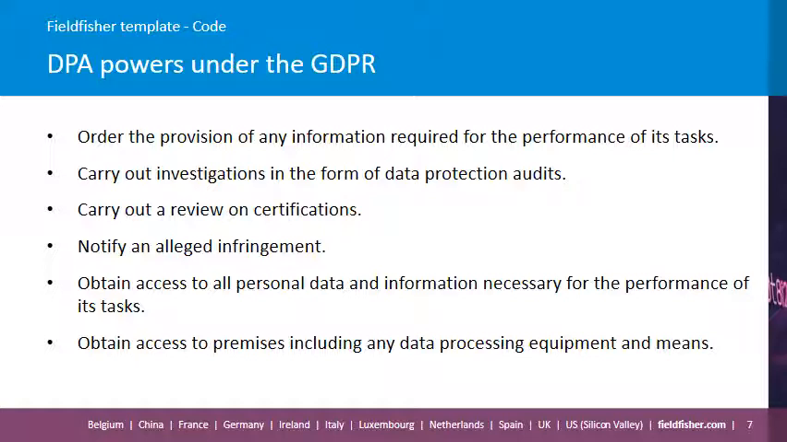Fifth, a DPA can obtain from the controller or processor access to all personal data and information necessary for the performance of its tasks. So similar to the first power I identified. Sixth, and finally, a DPA can obtain access to any premises of the controller and processor, including to any data processing equipment and means in accordance with union or member state procedural law.